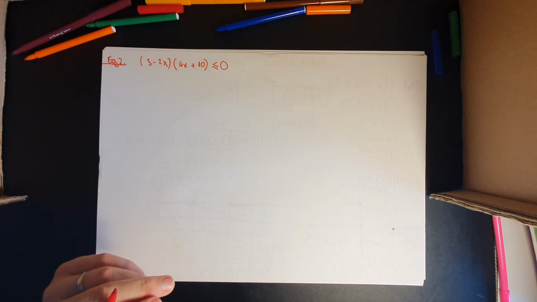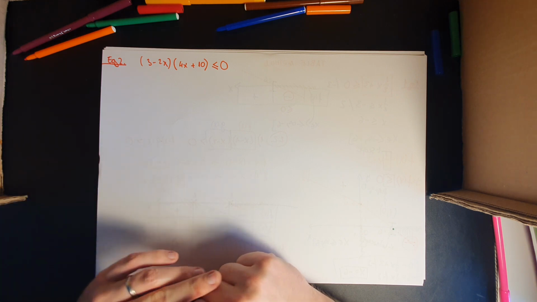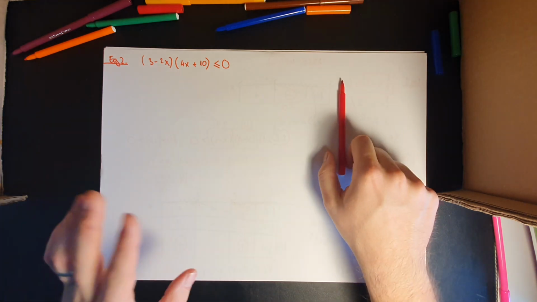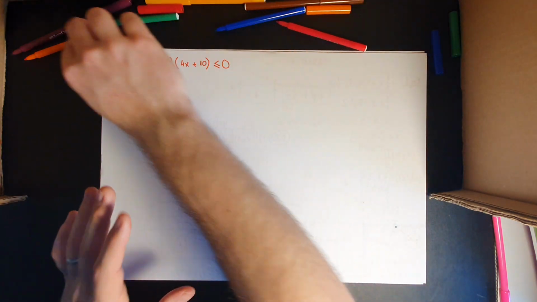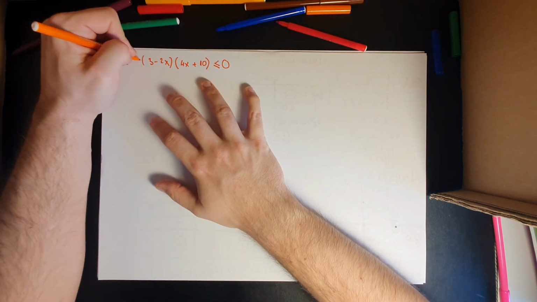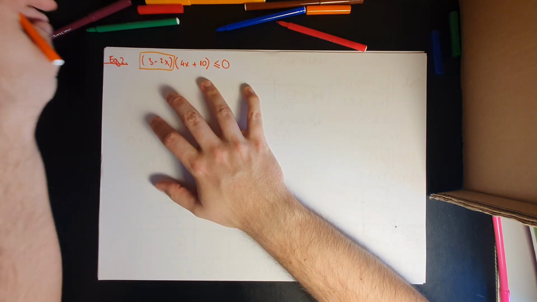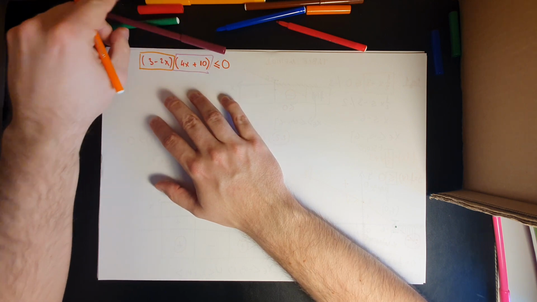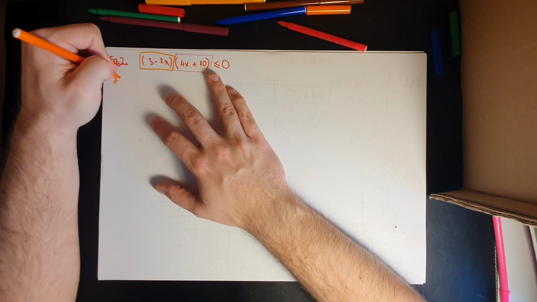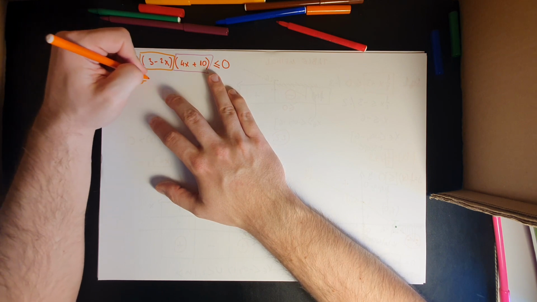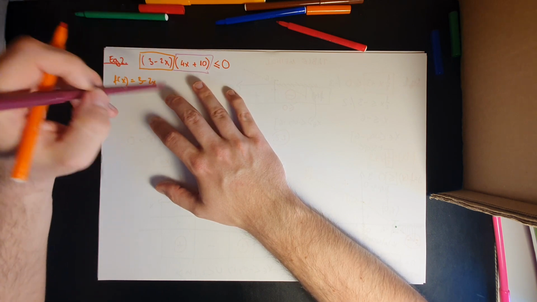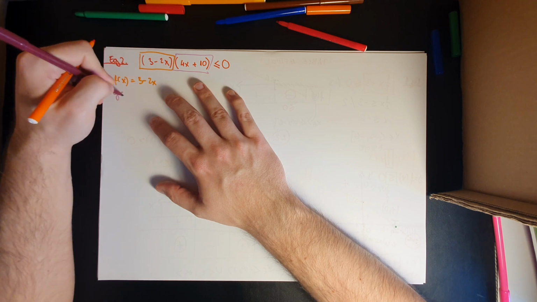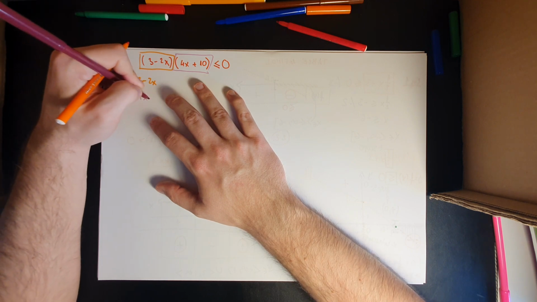Now, the inequation is going to be this. 3 minus 2x times 4x plus 10 is less or equal to 0. I'm going to go with the table method. I'm going to name the functions. So this is going to be the first one. This is going to be the second one. f of x is equal to 3 minus 2x. And the second one is g of x equals 4x plus 10.